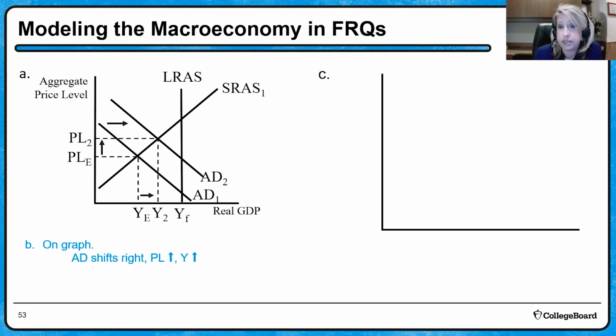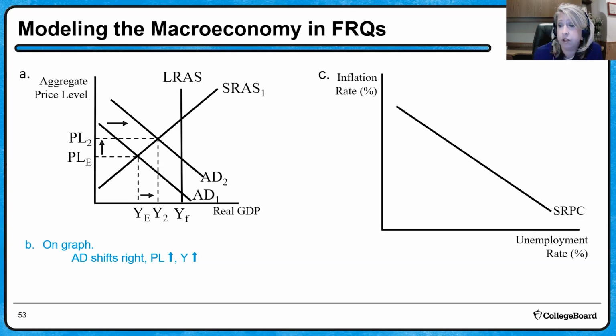All right, so then part C. We have to show using a Phillips curve. So there's our short run Phillips curve. We have our current unemployment rate and our new unemployment rate. So our current unemployment rate is higher than our new unemployment rate, right? Because when YE goes to Y2, we have to hire more workers. So the unemployment rate is going to fall.